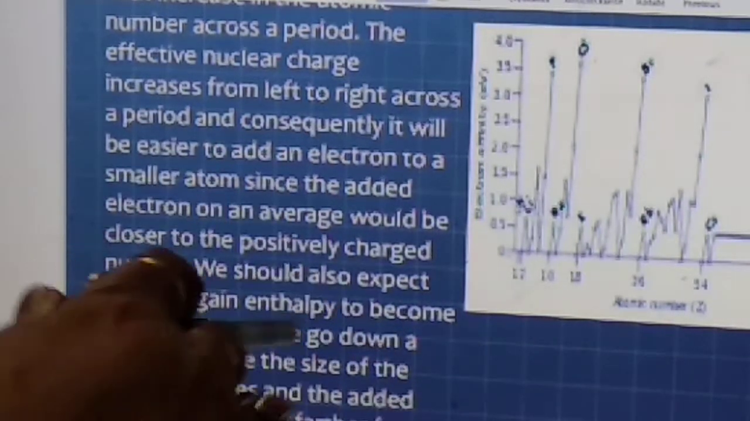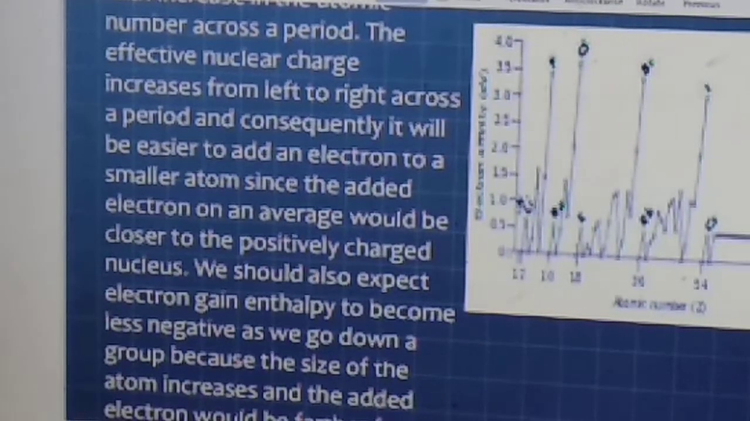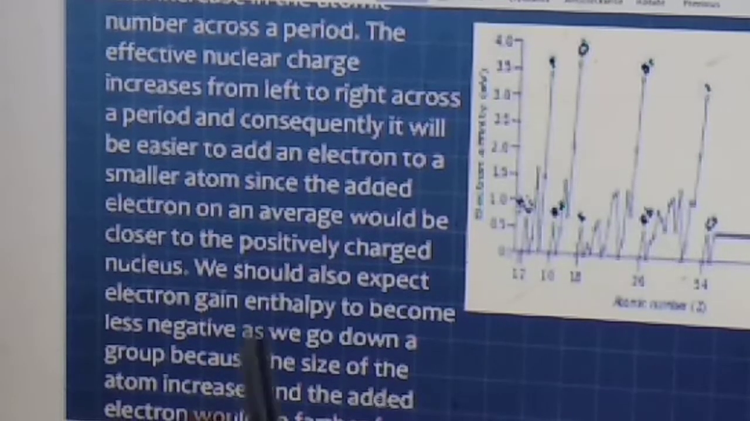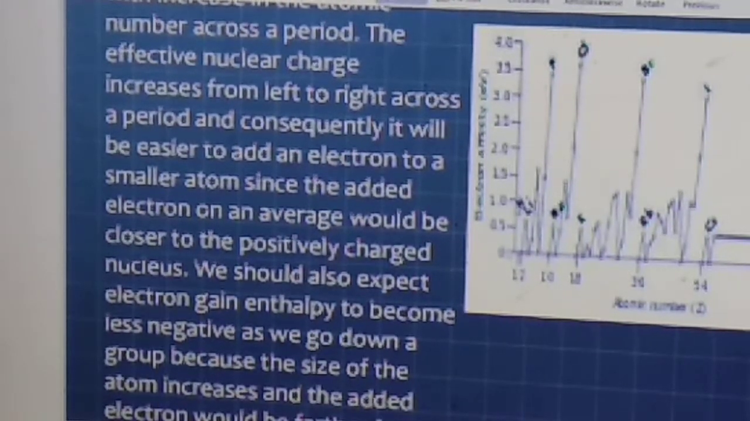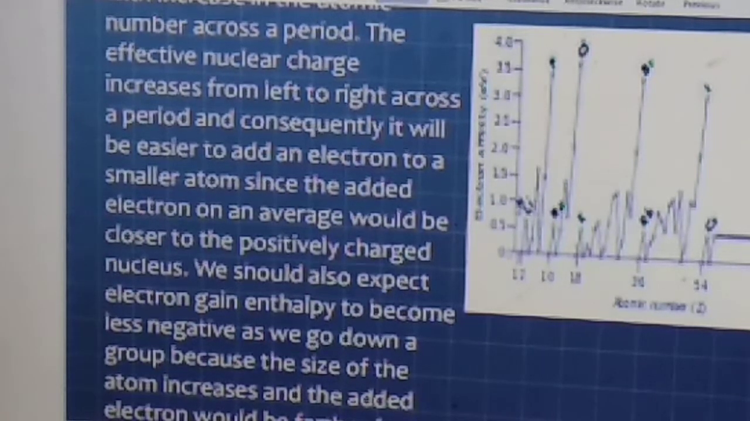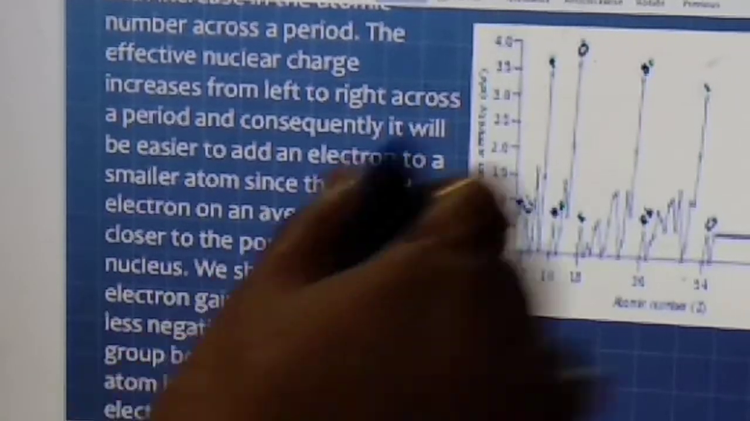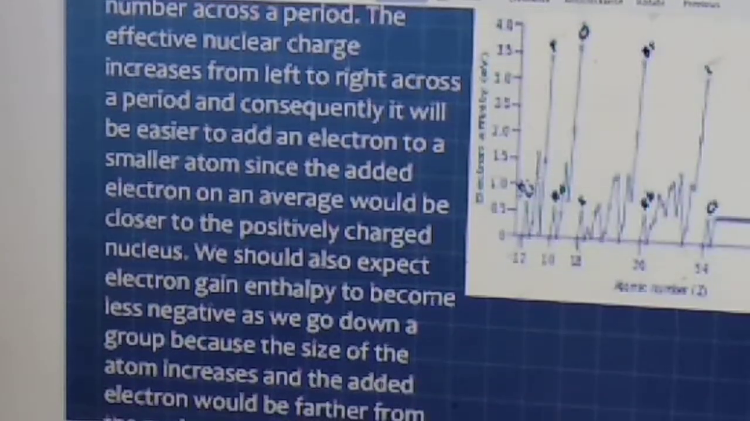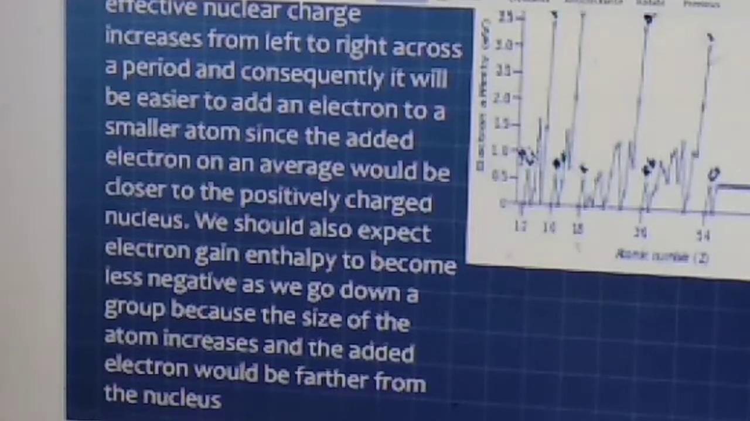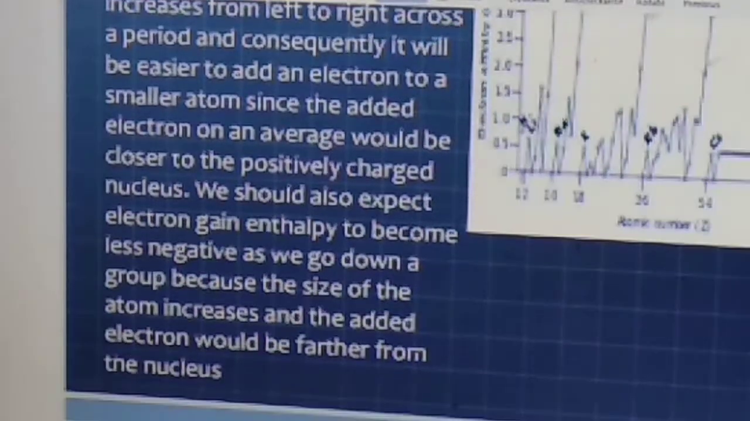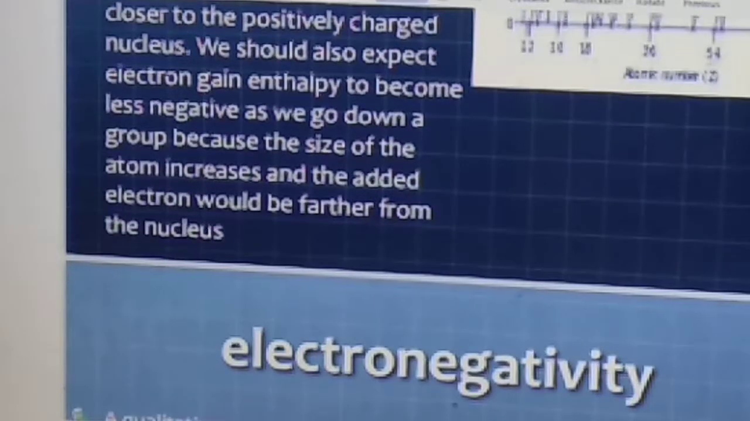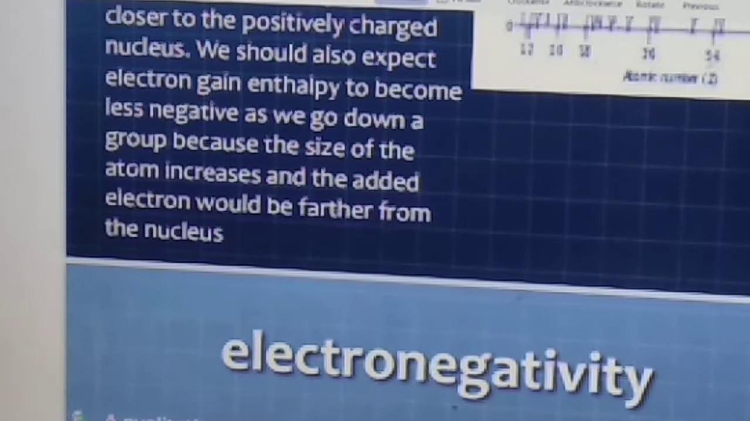Now students, we should also expect electron gain enthalpy to become less negative as we go down a group. Why? When we move from top to bottom, the electron gain enthalpy will be less negative, because when we go down a group, the size of the atoms increases and the added electron would be further from the nucleus. So this is about electron gain enthalpy.